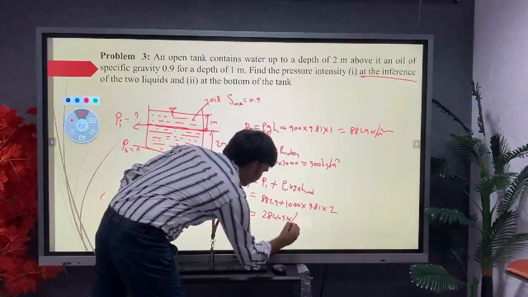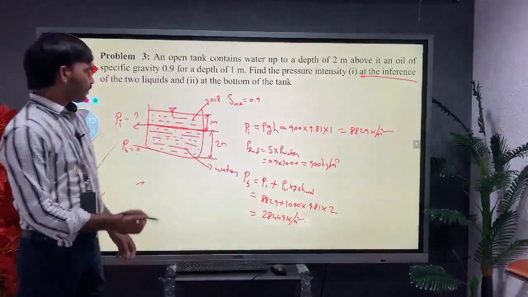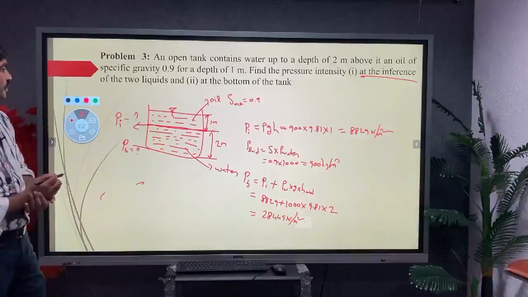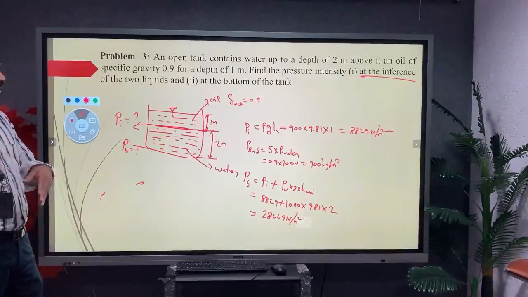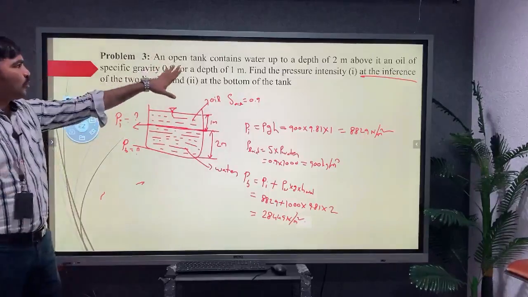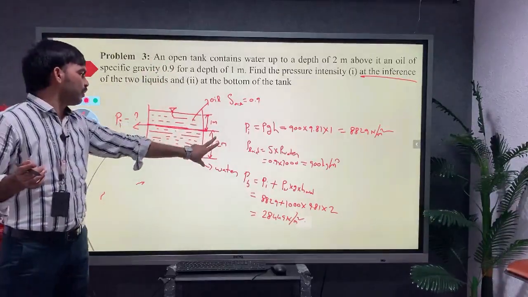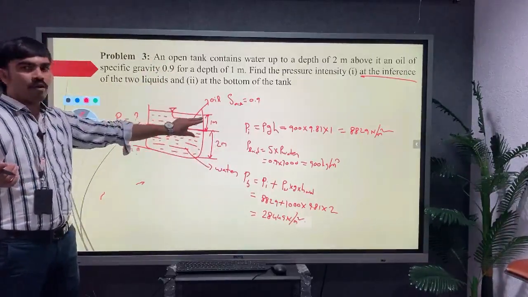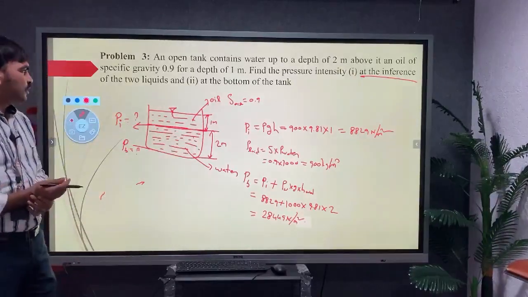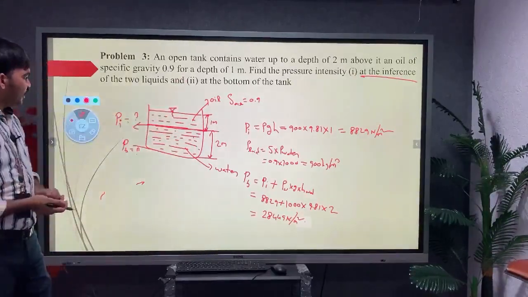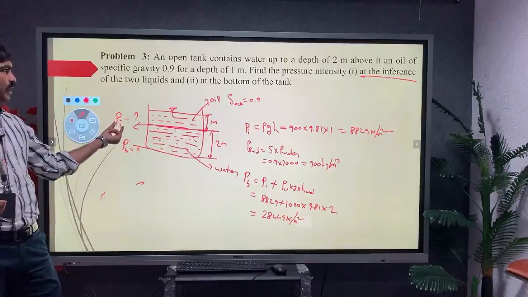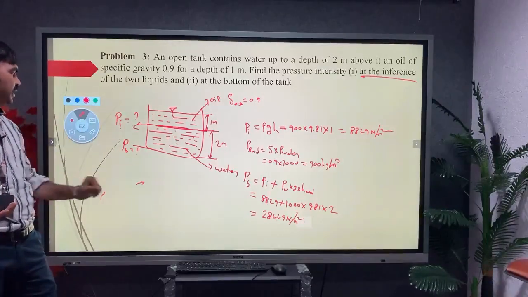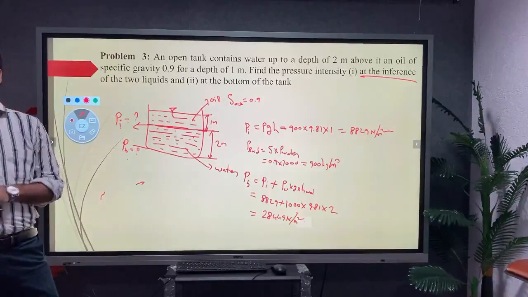28,449 Newton per meter square. Right? This is the pressure. Okay, again I will shortly review. So there is an open tank with water at a depth of 2 meters, and above it there is oil with a depth of 1 meter, with a specific gravity of 0.9. You need to find the pressure intensity at the interface, that is Pi, and the pressure intensity at the bottom, that is P.